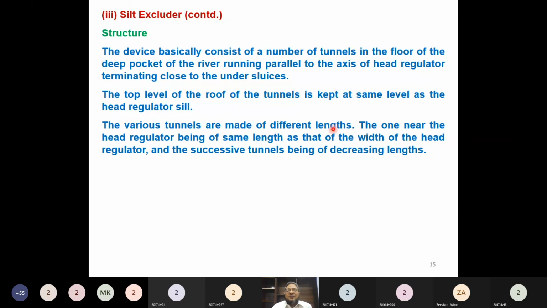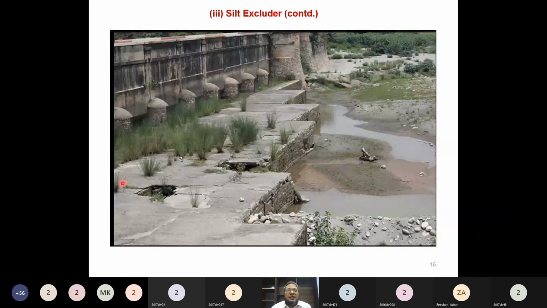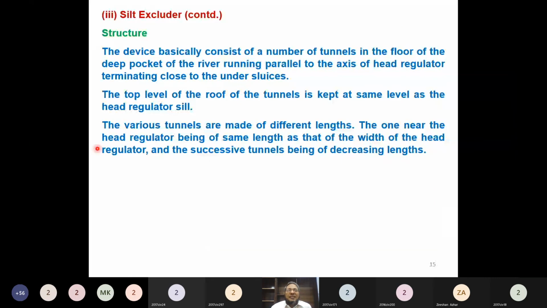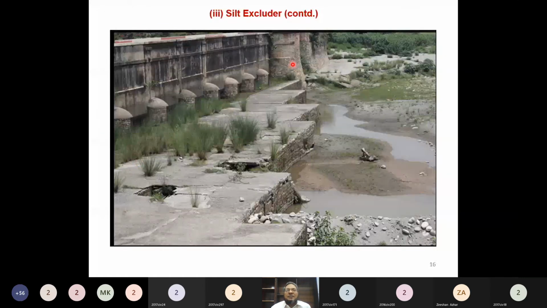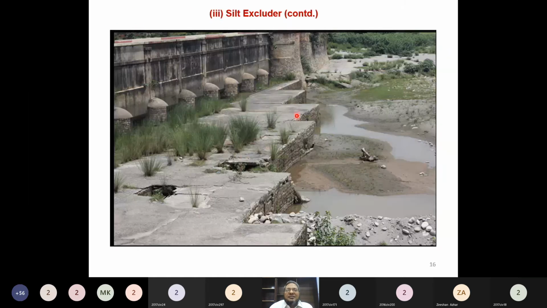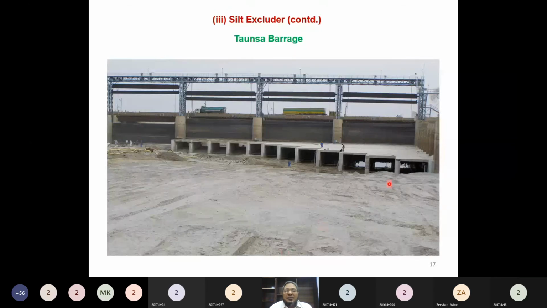Various tunnels are made of different lengths. So you can see that the lengths are different. It is the longest length, then the length is reduced as the tunnel distance increases from the head regulator. Again, you can see here its length is the smallest and it has the longest length of the tunnel. The one near the head regulator is of the same length as the width of the head regulator. So whatever is the width of the head regulator, the length is the same. And the successive tunnels are of decreasing length, like here. So this is of the longest length, and these lengths are reducing.